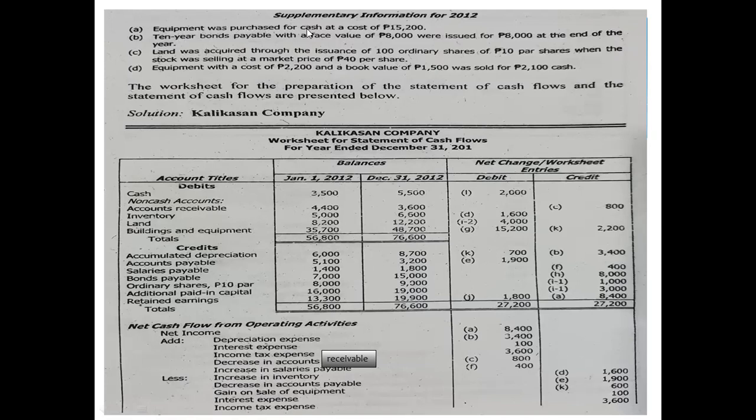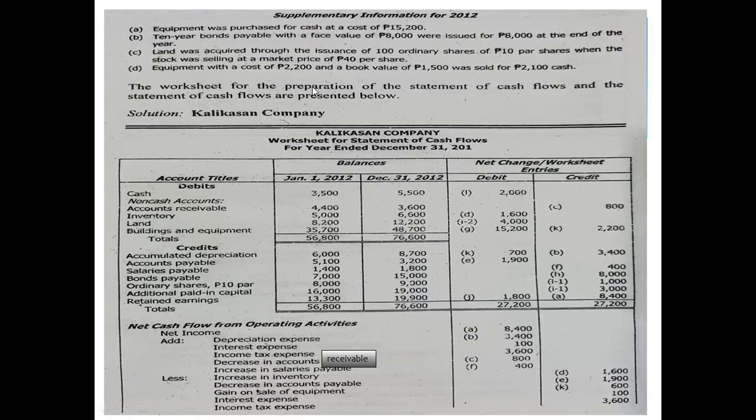Equipment was purchased for cash at a cost of 15,200. Ten-year bonds payable with a face value of 8,000 were issued for 8,000 at the end of the year. Land was acquired through the issuance of 100 ordinary shares of 10 peso par value per share when the stock was selling at a market price of 40 peso per share. Equipment with a cost of 2,200 pesos and a book value of 1,500 pesos was sold for 2,100 peso cash. So there's a gain here.